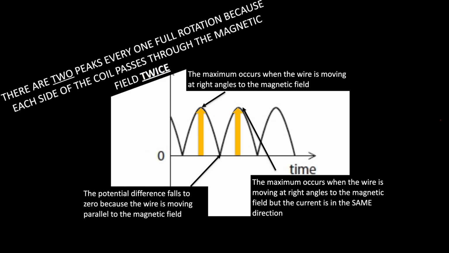It's really important to note, for every full 360-degree rotation, we have two peaks. That's because for one rotation, our alternator diagram would look like this. But our dynamo diagram looks like this.